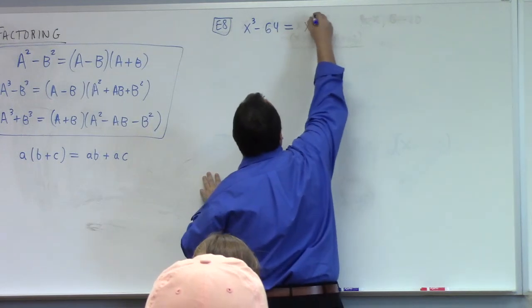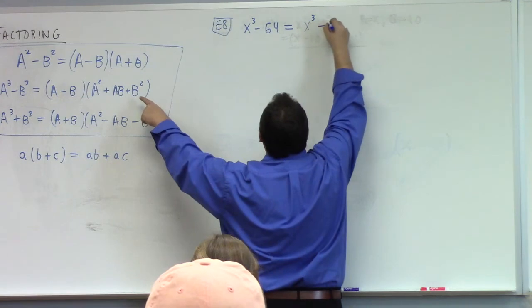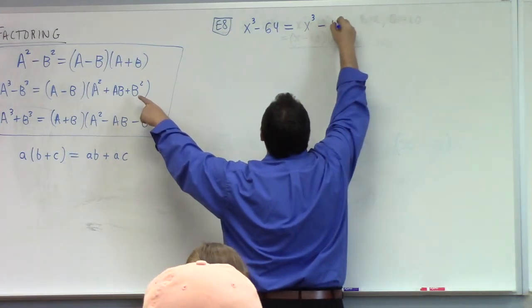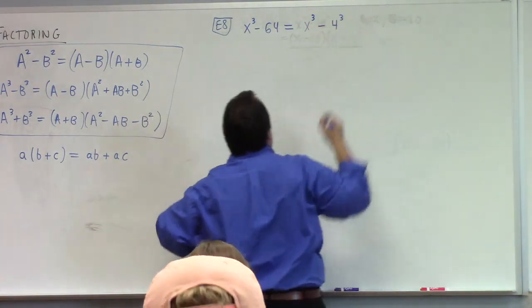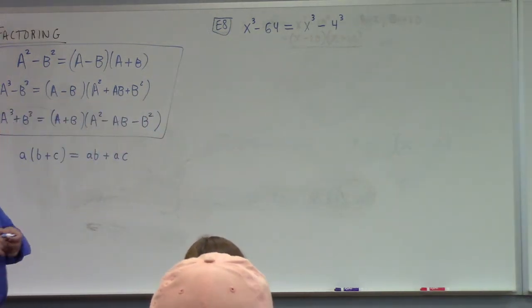That's just the second formula. And you can see that because what is 64? It's a cube root. It is 4 cubed, right? 4 cubed is 64. 4 times 4 is 16. 16 times 4 is 64.